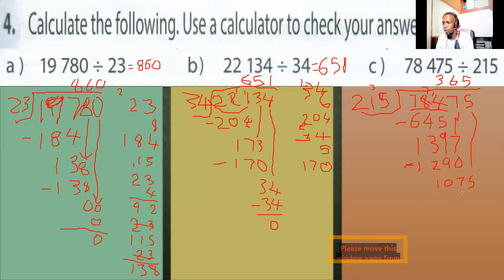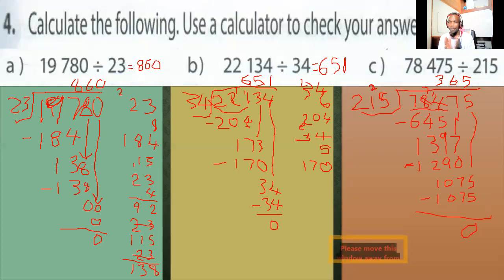Okay, so now let's see. 5 times 5, 25. 5 carry 2. 5 times 1, 5, plus 2, 7. Then 5 times 2, 10. Can you see that? Now 1,075 minus 1,075. What do I get? A 0. So our answer is 365.